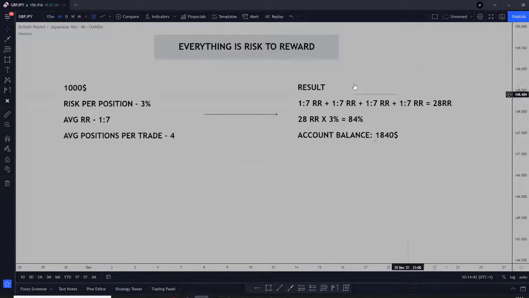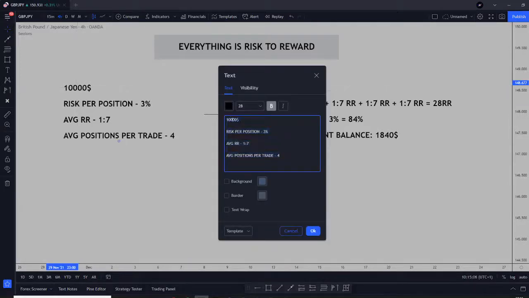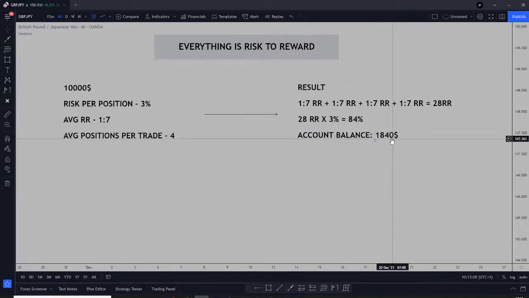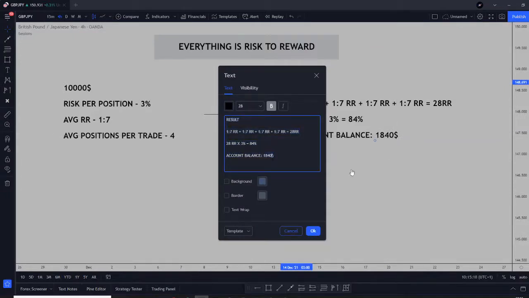But this is very powerful because we literally know that with any account size, using these risk parameters, knowing what our average risk to reward is, knowing how many positions we average and the risk per trade, we know how much more or less we can make on one single trade if it plays out. So if you think $1,000 is almost nothing, okay, we can just add a 0. That's 10,000, which is basically just times 10.